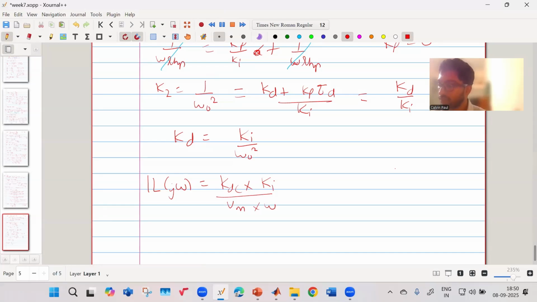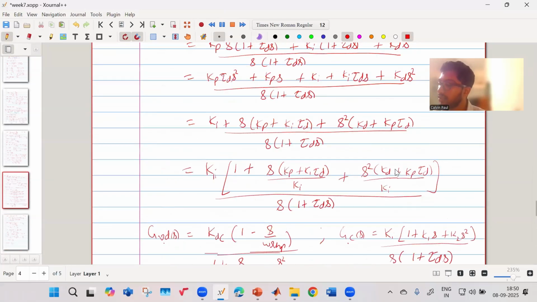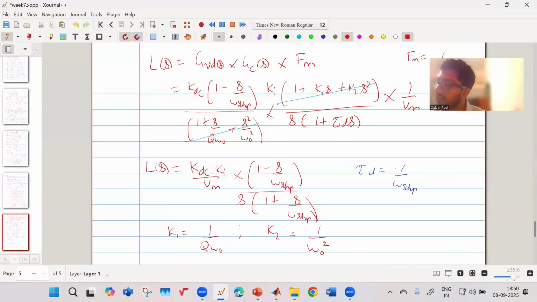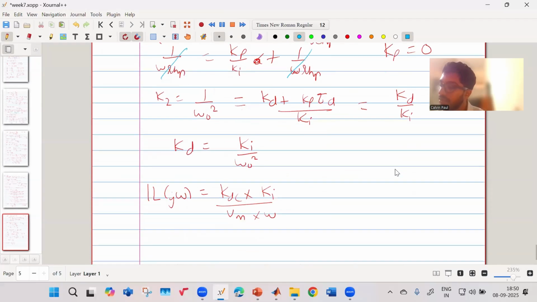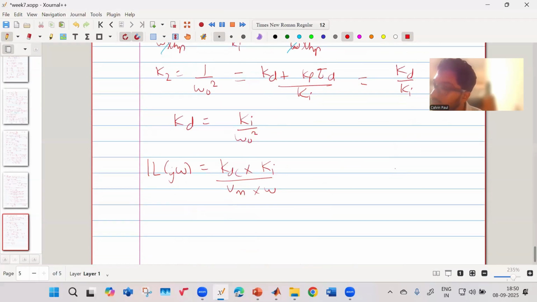This is your magnitude because, as we had told, this magnitude contribution is 1. It gets normalized. It gets cancelled out in terms of magnitude contribution. And in the case of angle of Lj omega, it becomes equal to minus 90 minus 2 tan inverse of omega upon omega RHP. Okay, these are the two values which we get.